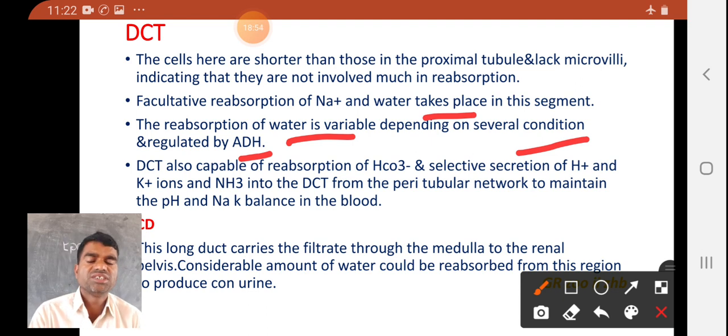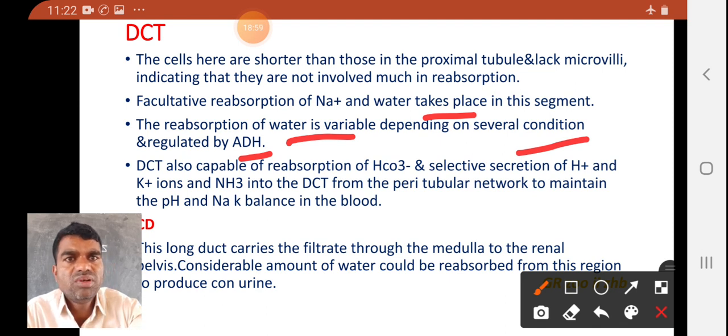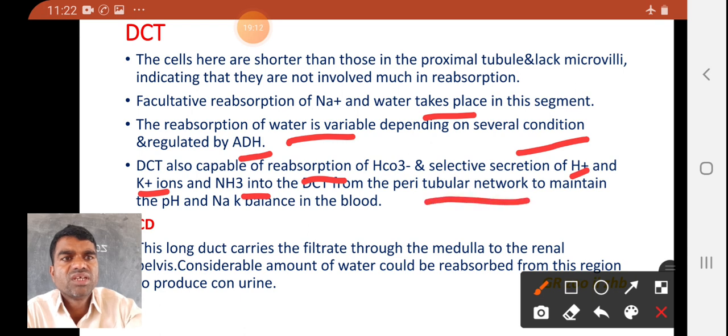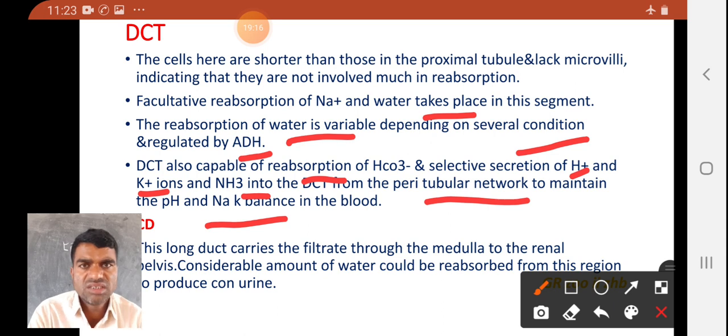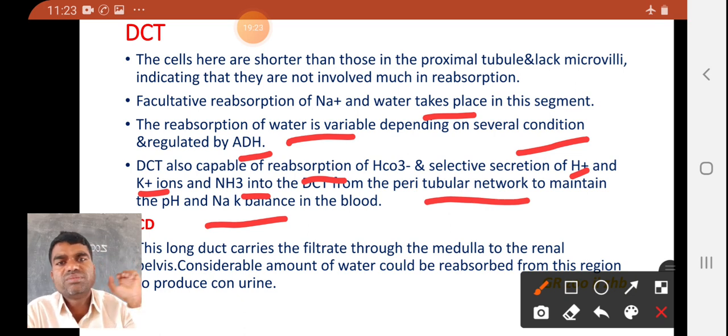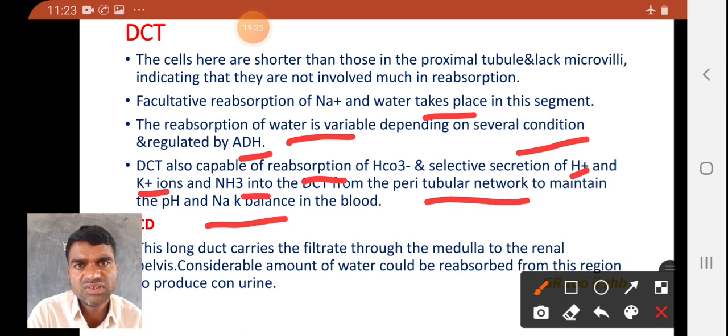Okay, right. Next, the DCT, distal convoluted tubule, is also capable of reabsorption of bicarbonate ions and selective secretion of H plus ions, K plus ions and ammonia into the DCT from the peritubular network to maintain the pH and K plus ions, that is called balancing in the blood. Okay, DCT is regulating all these mechanisms.